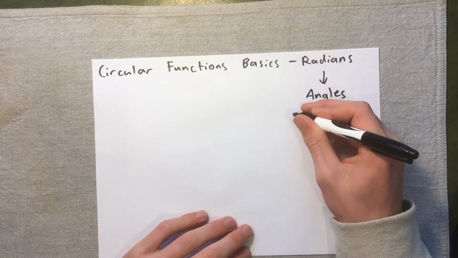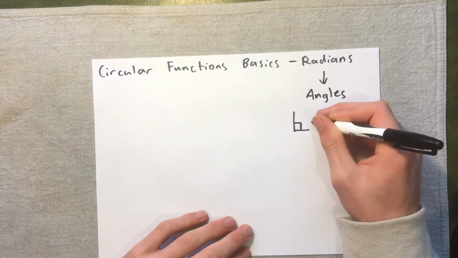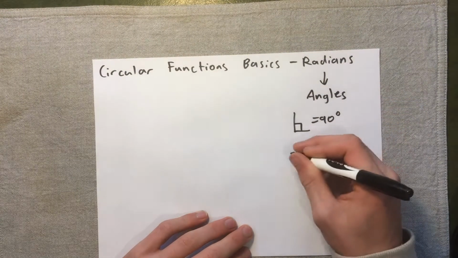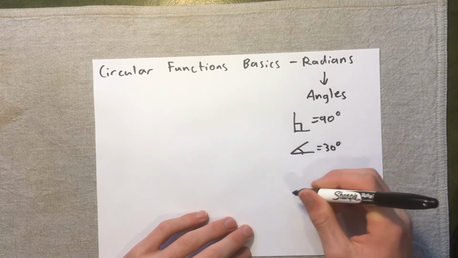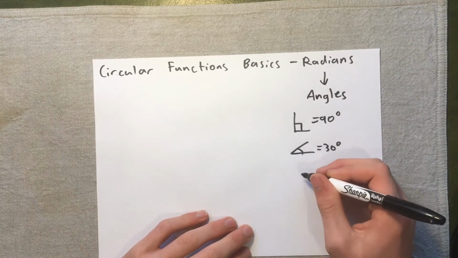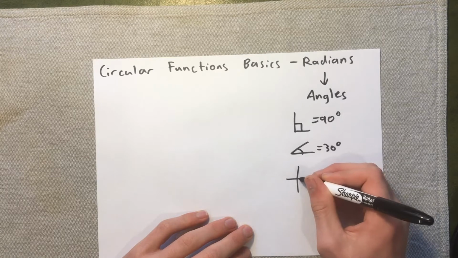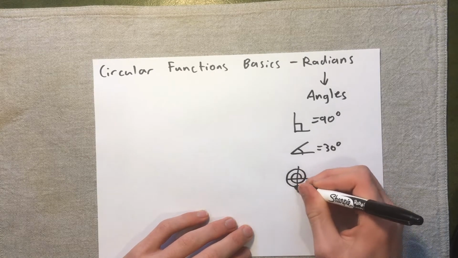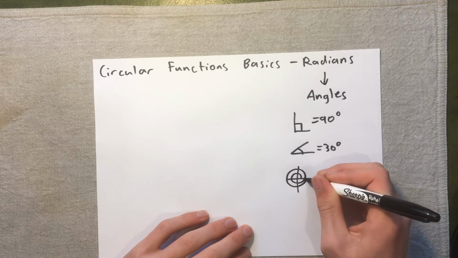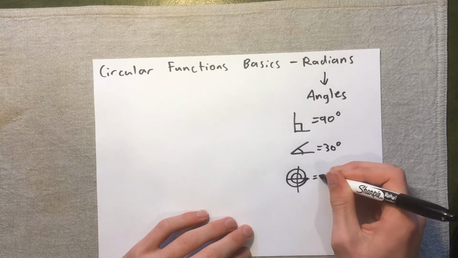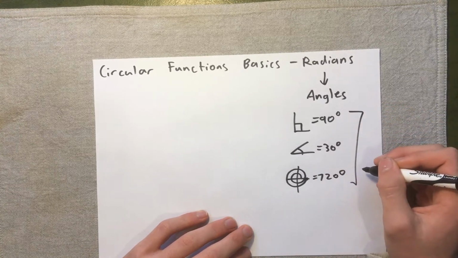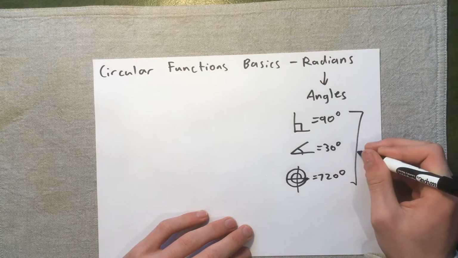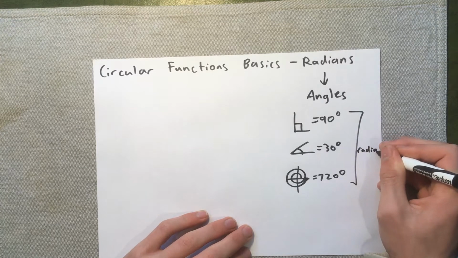So anything you've seen previously, 90 degrees, 30 degrees, even things like 720 degrees. So imagine you go around twice. Go around twice. That's going to be 720 degrees. All of these can be better expressed using radians.